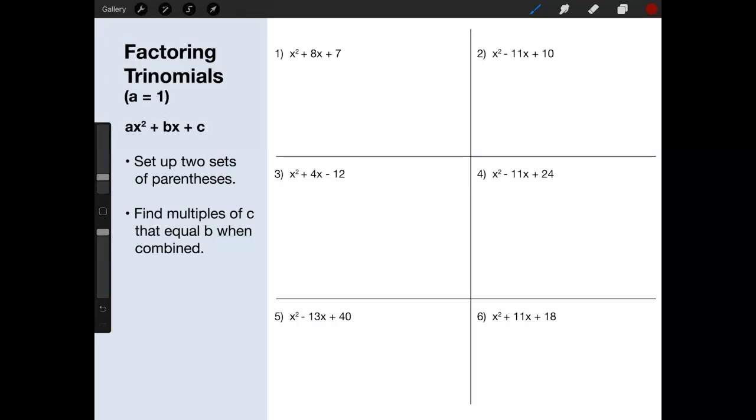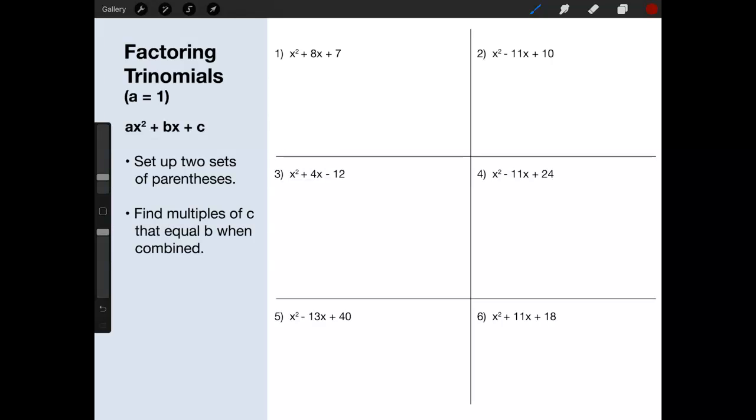The trinomial written in standard form is ax squared plus bx plus c. Today we will be doing problems where a equals 1. Our first step is to set up two sets of parentheses. Then we need to find multiples of c that equal b when combined. I have 6 examples to help illustrate.